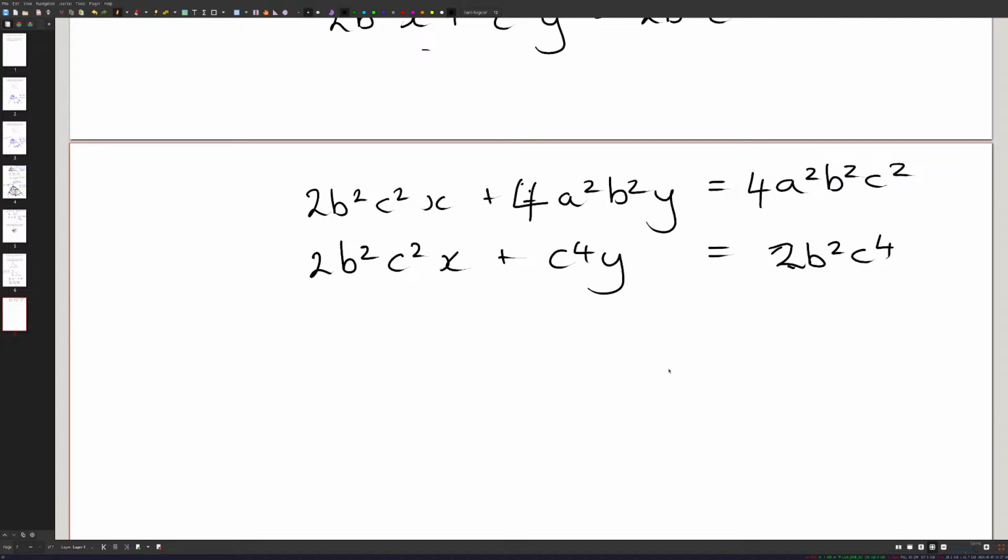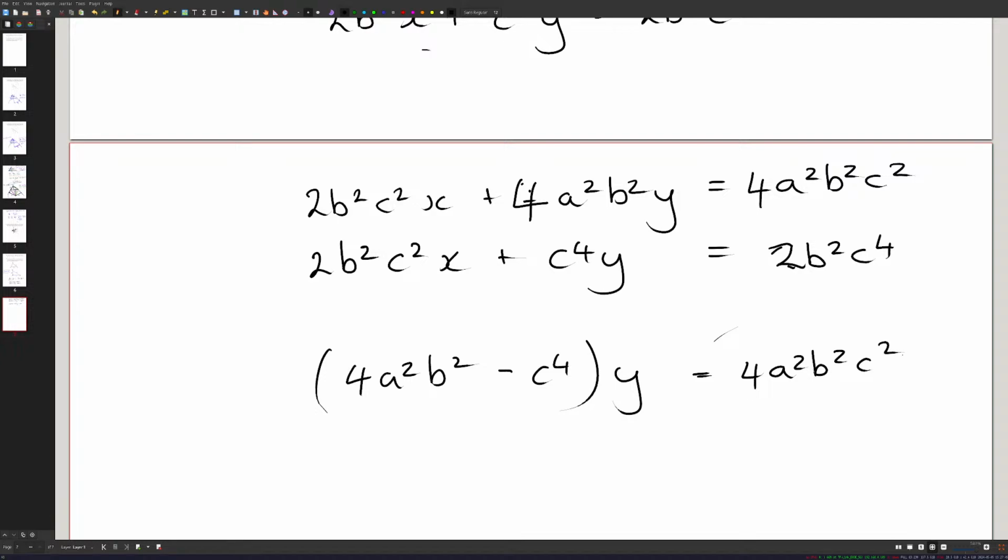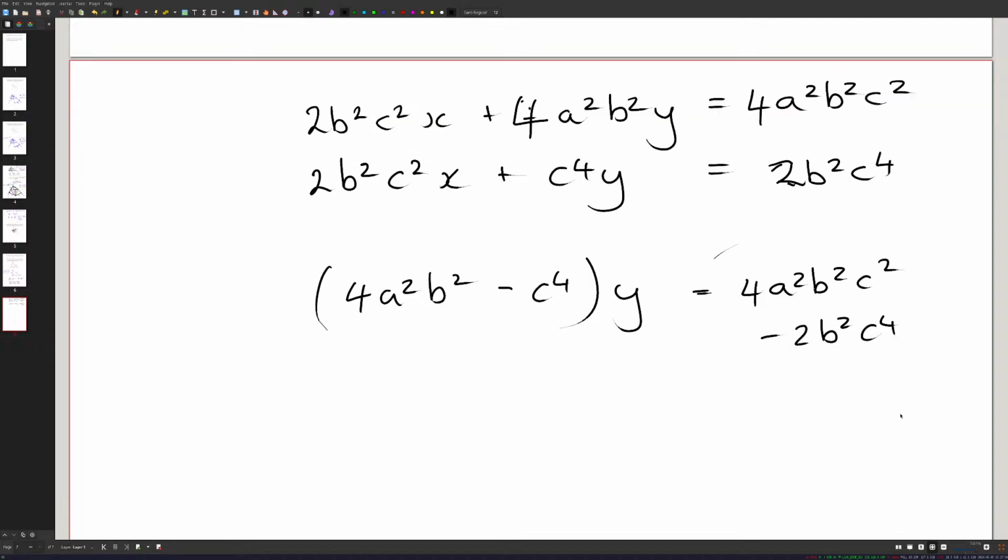And let's subtract the second one from the first one, I guess. So we've got 4a squared b squared minus c to the 4 y. I've got no better ideas, but there must be a better way to do this. 4a squared b squared c squared minus 2b squared c to the 4. So we could take out a 2b squared c squared, I guess, as a factor. 2b squared c squared. 2a squared minus c squared.